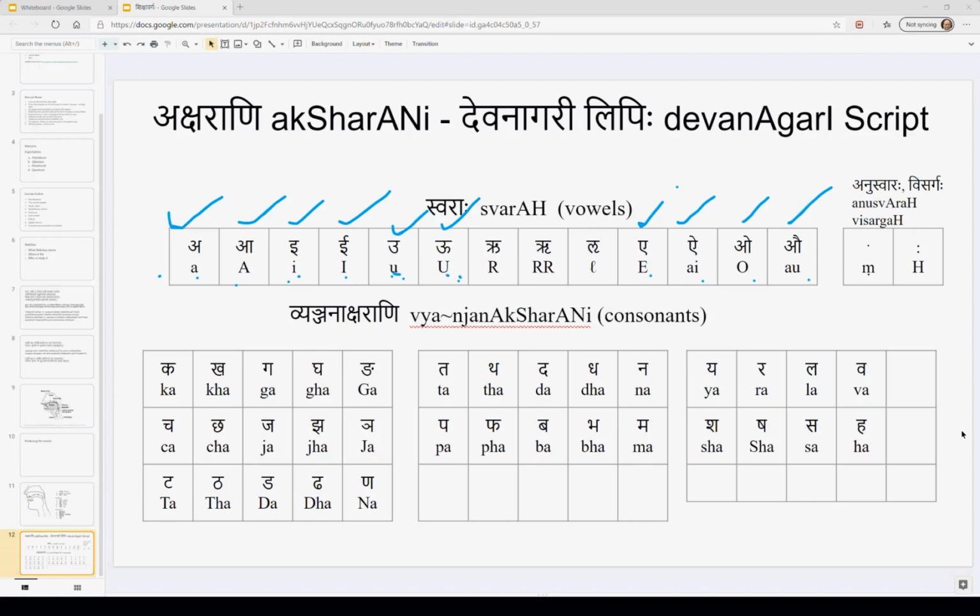So these are the swaras, vowels. Now that means without the tongue touching anywhere, we are able to pronounce these. Is there any other possibility without touching the tongue anywhere and without taking the help of any other effort?